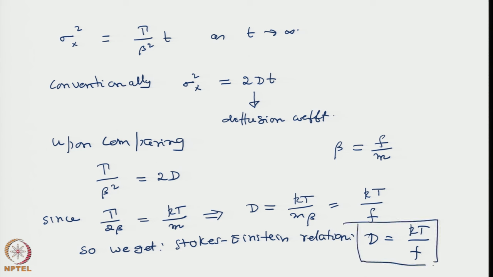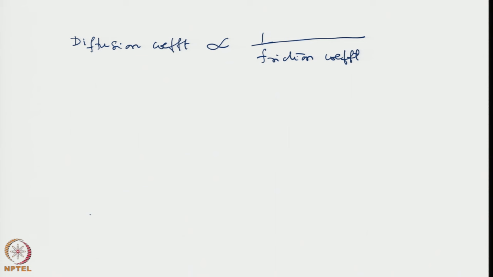So what this relation says is that the diffusion coefficient is reciprocally related to the friction coefficient. Conceptually, what it means is that the tendency to diffuse, the tendency to disperse, is what the diffusion coefficient is about. Because of the random motion, there is a tendency to disperse.